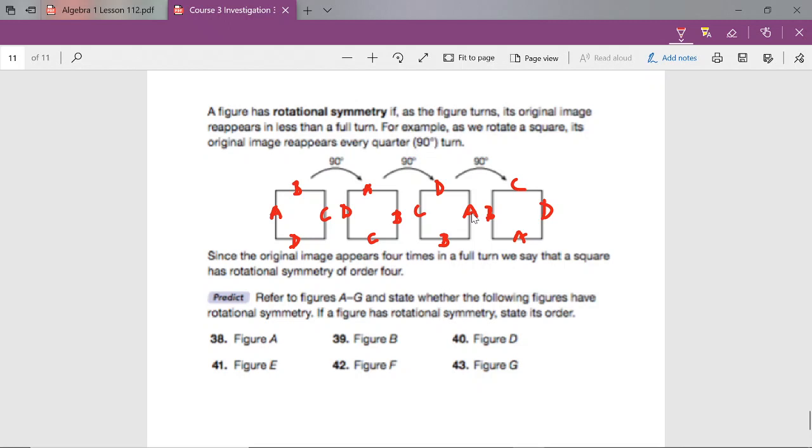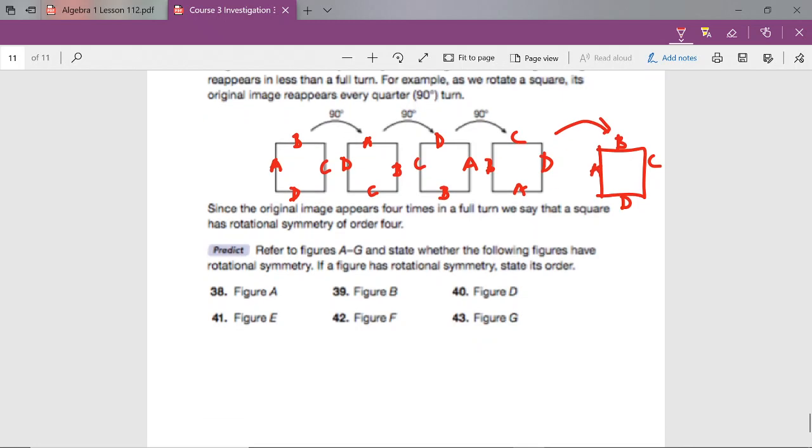Because when we turn it all of those times, and we could even draw this last one, it would be back to its original state, A, B, C, D. We would say that it has order 4 for the rotational symmetry. Kind of hard to imagine, but draw these out and see how many times they have rotational symmetry. I'll just do a couple of these.